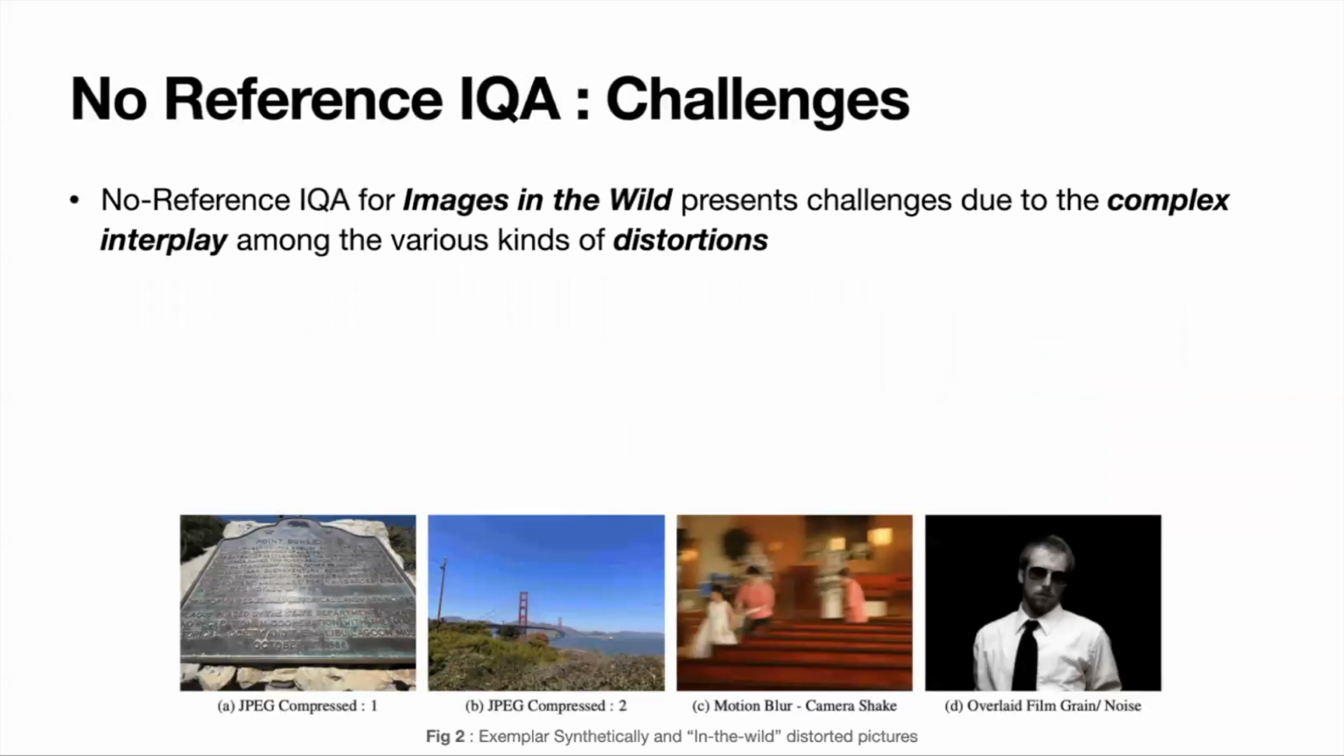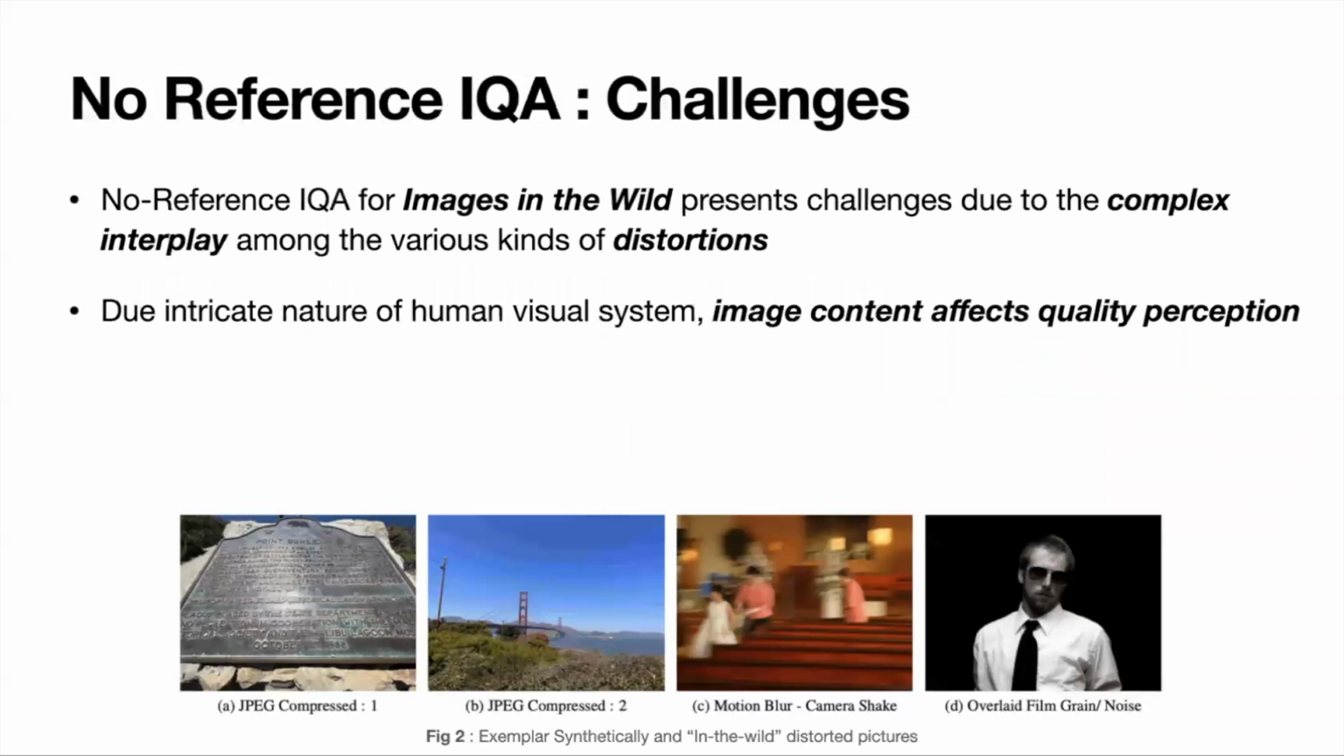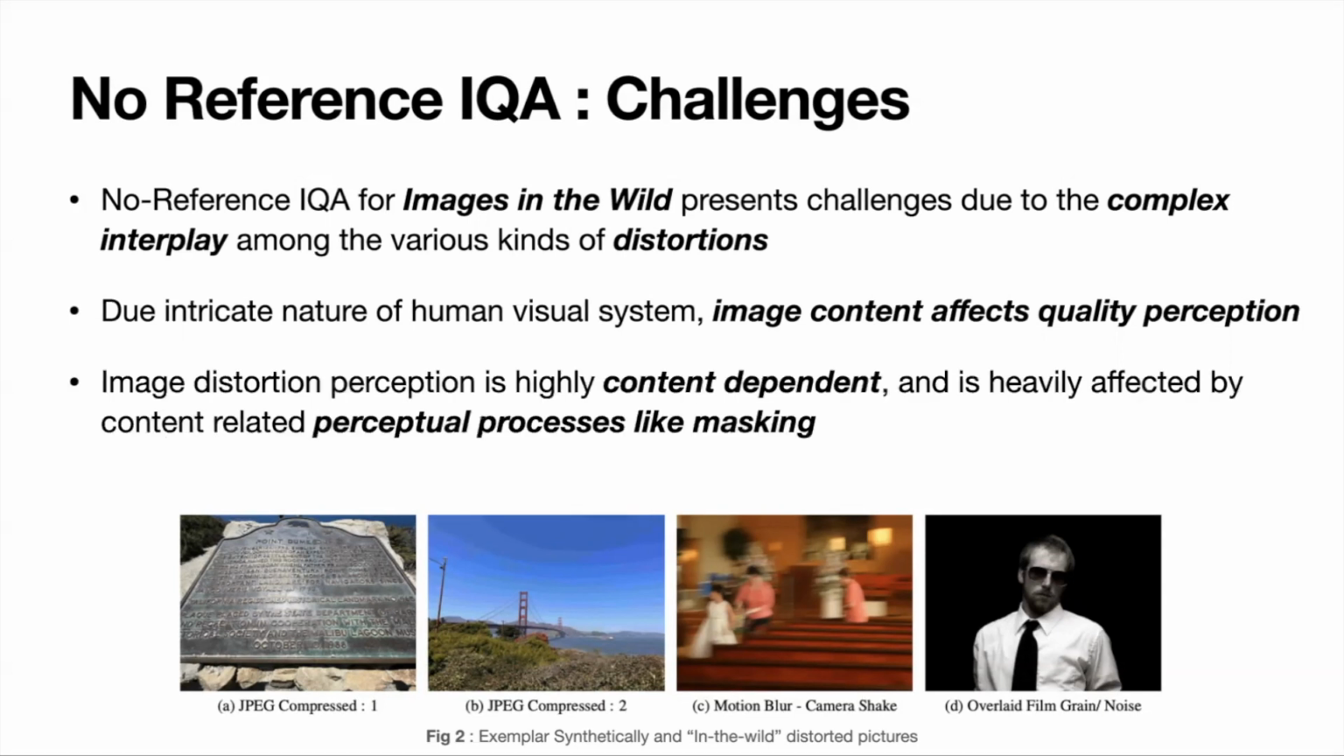No reference IQA for images in the wild presents exciting challenges due to the complex interplay among the various kinds of distortions. Further, due to the intricate nature of the human visual system, image content affects quality perception. A good example of this can be seen in figures 2A and B. Both images are captured by the authors on an iPhone 13 Pro and compressed using the same encoding parameters. While any distortions are almost negligible in figure 2A, there are artifacts that are clearly visible in figure 2B. Thus, image distortion perception is content dependent and heavily affected by content-related perceptual processes like masking.